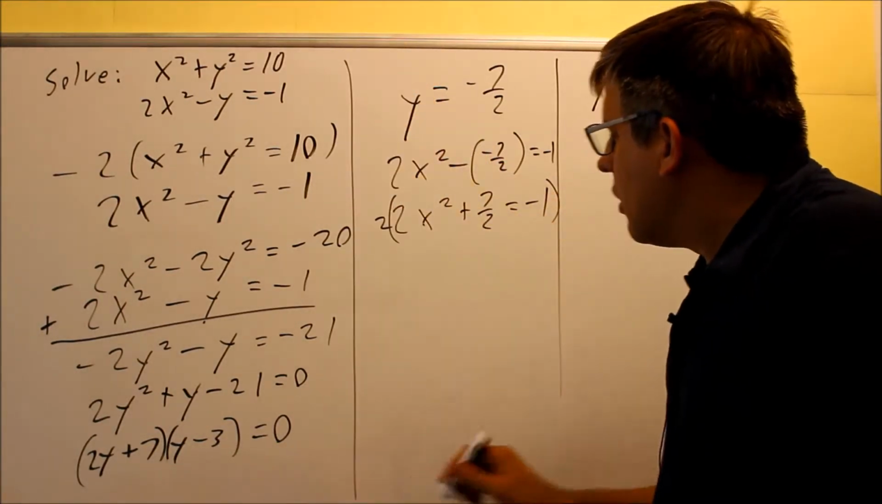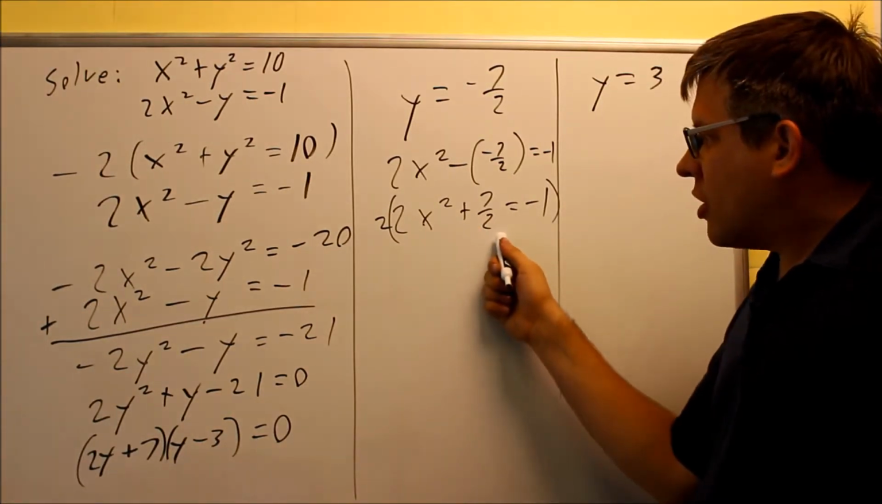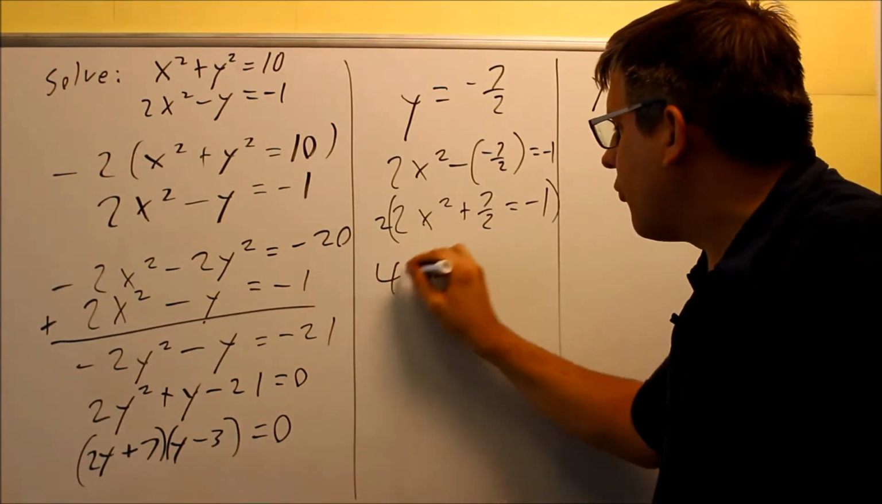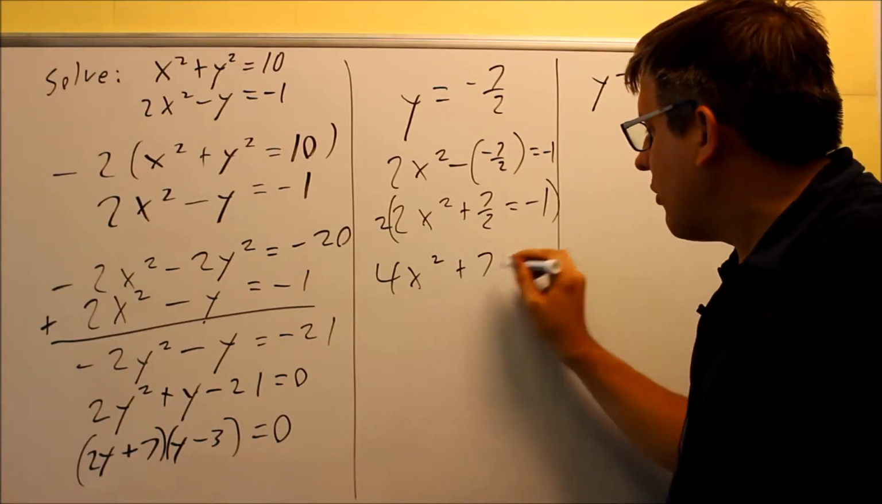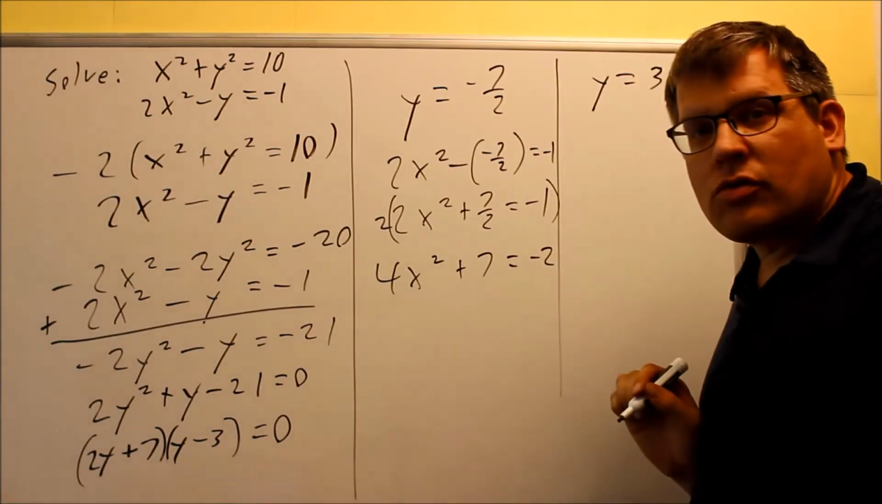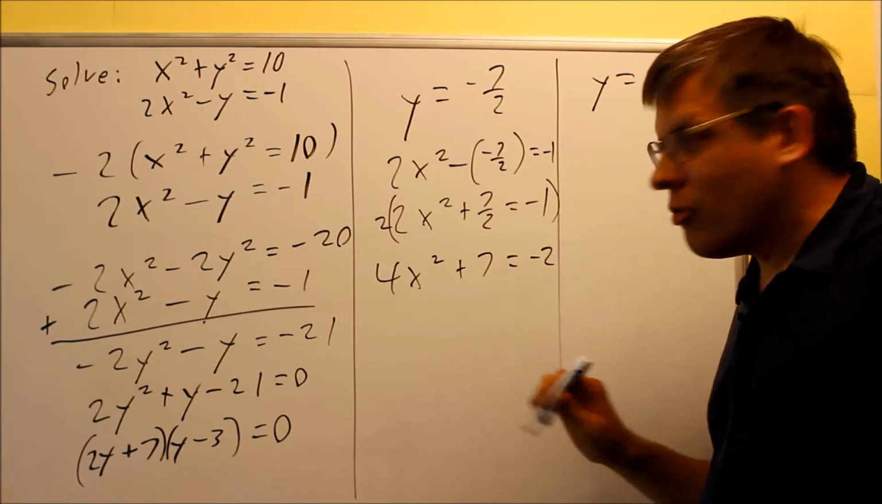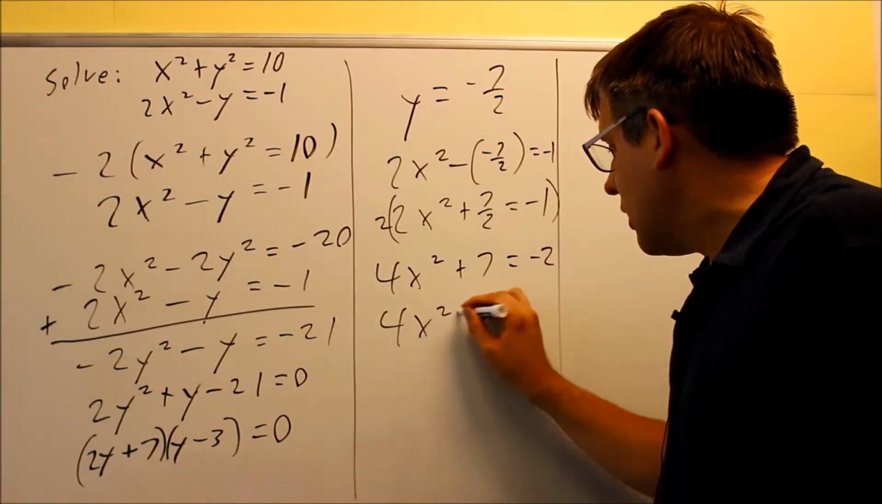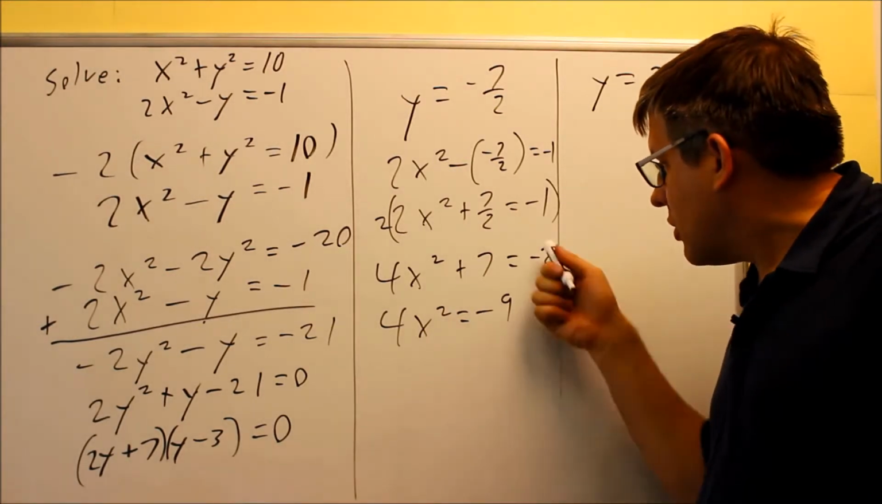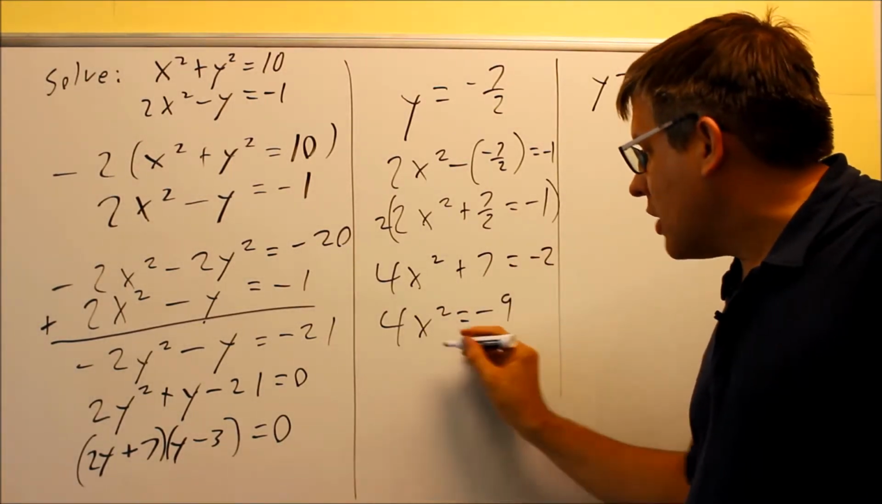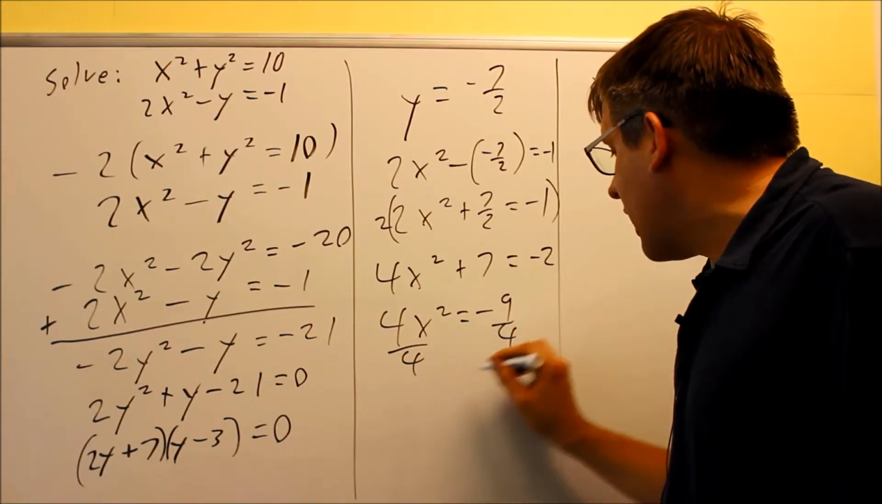By doing that, I can eliminate the fraction on the bottom. So 2 times 2, you'll get 4x squared. This 2 and that 2 will cancel. You'll get plus 7. That's going to equal negative 2. We want to subtract 7 from both sides. 4x squared is going to equal negative 9. When you subtract the 7 from both sides, you get negative 2 minus 7. And then if I divide both sides by 4, I get this.